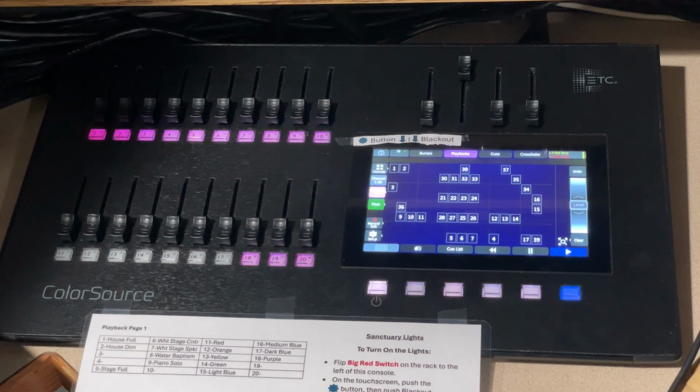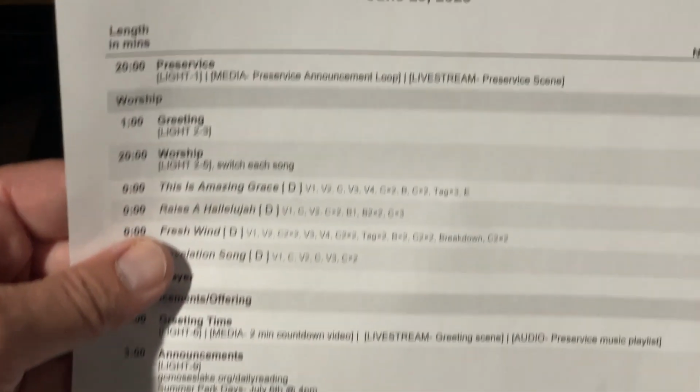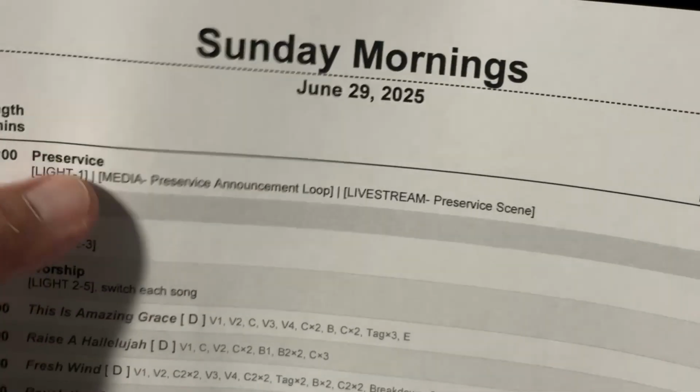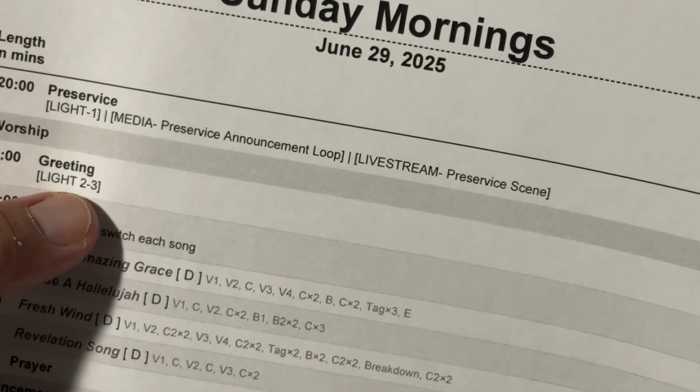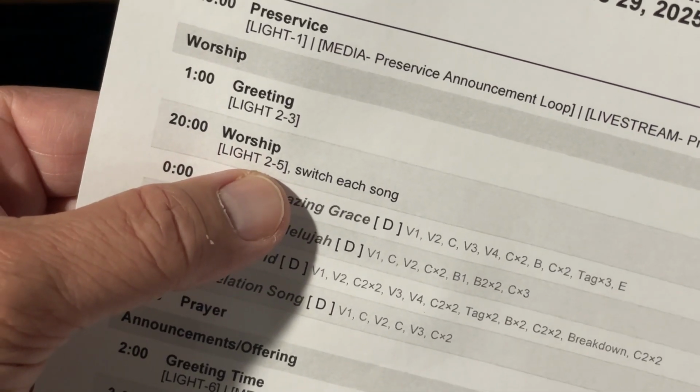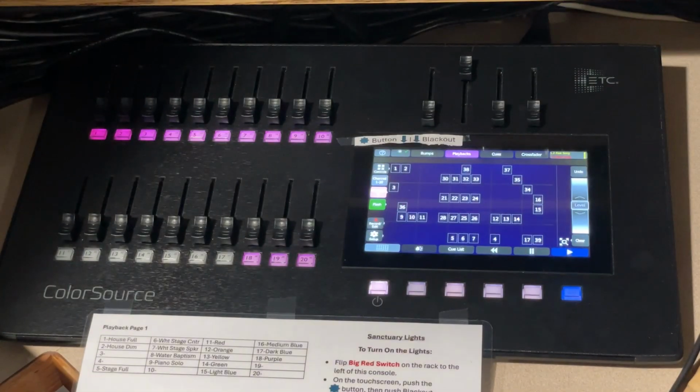When you're going through the order of service, we have some lighting cues that are written out on the order of service. So pre-service, we're going to use light 1. For greeting, we're going to use either light 2 or light 3. For worship, we're going to use lights 2 through 5. And so let me show you what that means.